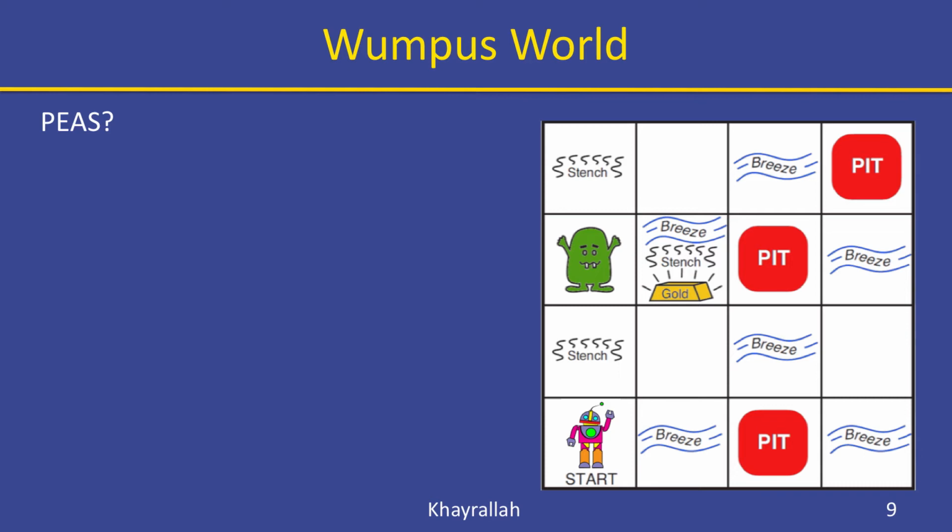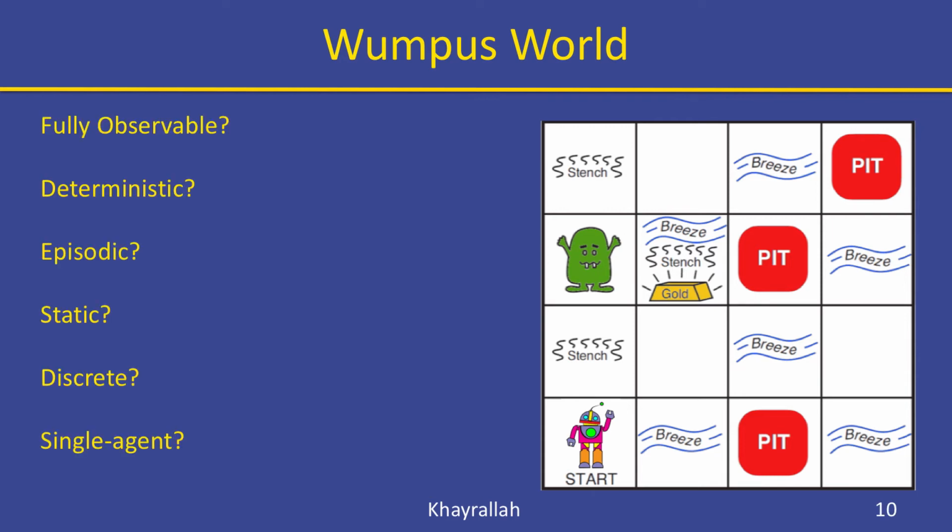For our environment, we have the 16 rooms in the cave, right? That's our environment here. We'll talk some more about that on the next slide. The actuators are the components that are going to allow our agent to move, to grab the gold, and so on. And the sensors here are specifically the sense of smell, what allows our agent to smell the stench, to feel the breeze, and to see the glitter. So let's go back to our environment, the cave, and try to describe it.